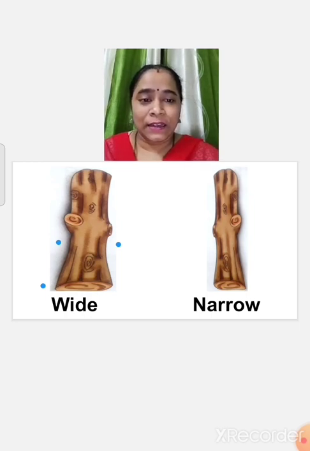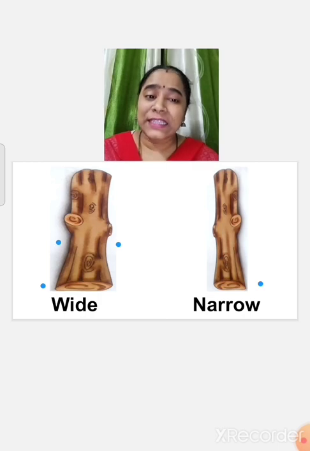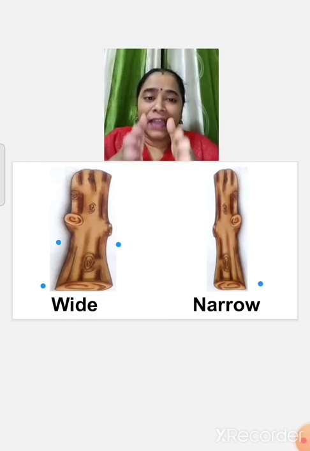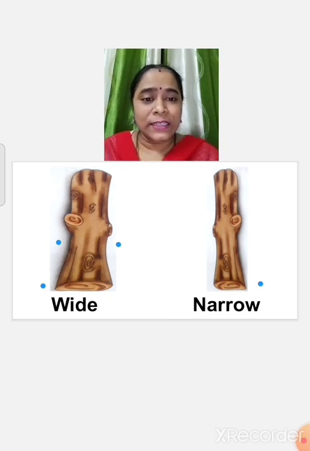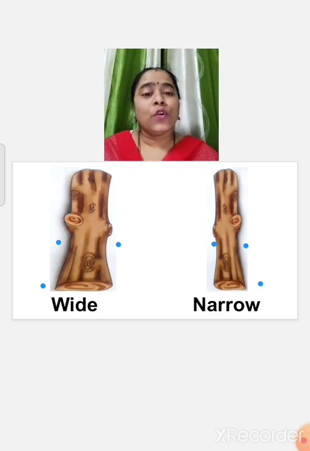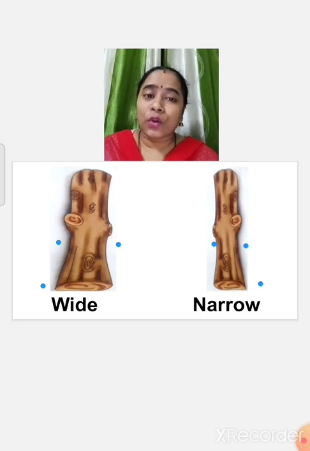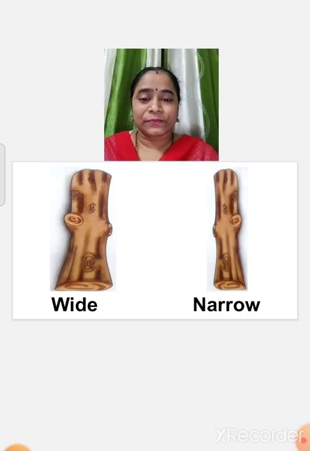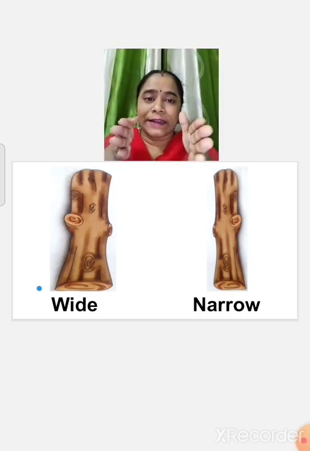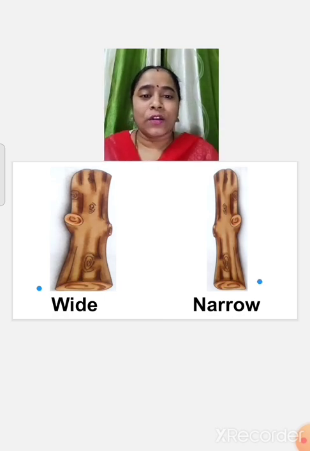Okay. Now here, this log is narrow. You can see the sides. See children, the sides are closer to each other. Okay, so this log is wide and this log is narrow.